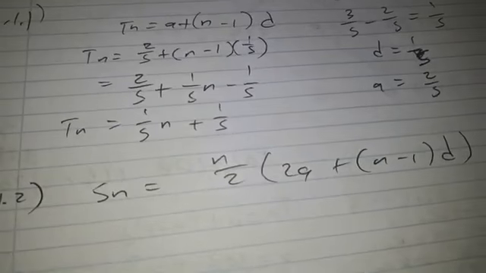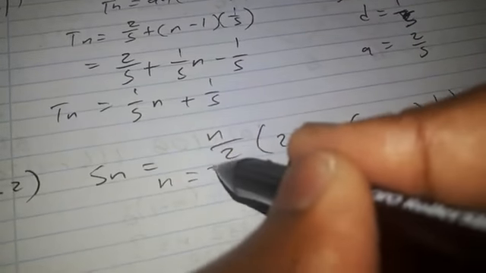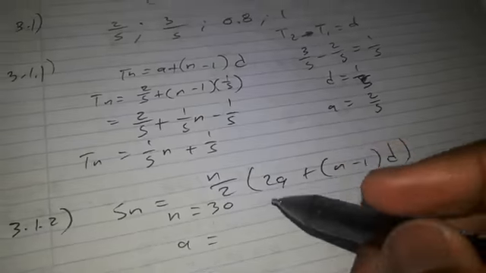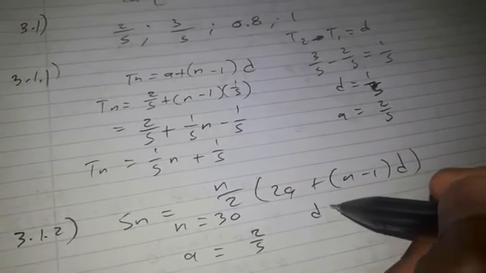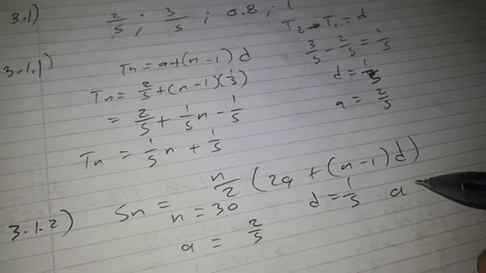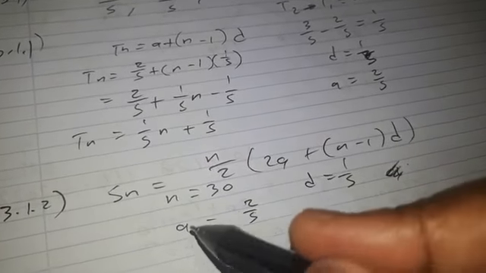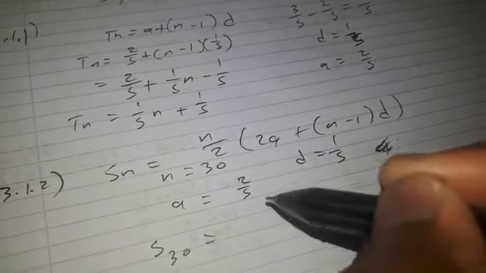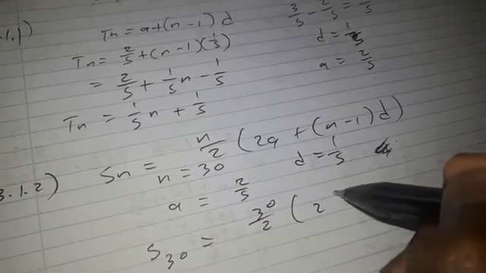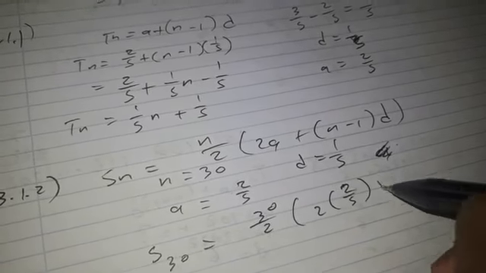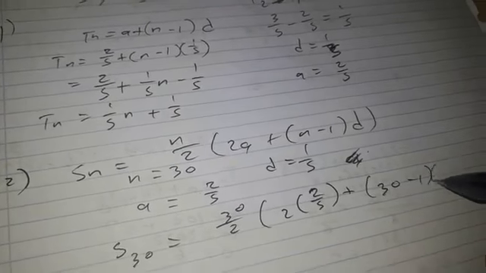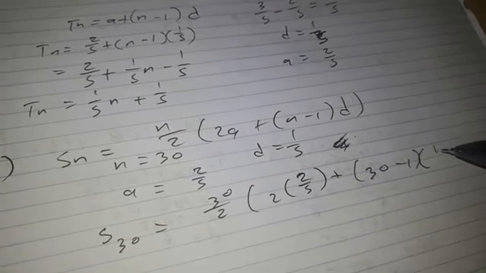They want us to calculate the sum of the first 30 terms. Okay, that's a nice question. Easy, quick, 3 marks. You will take it and run. So with our sequences and series Sn formula, n is going to be 30, a is 2/5, d is 1/5. I've got everything, so we're just looking for S30. This is 30/2 times (2 times 2/5 plus (30 minus 1) times 1/5).